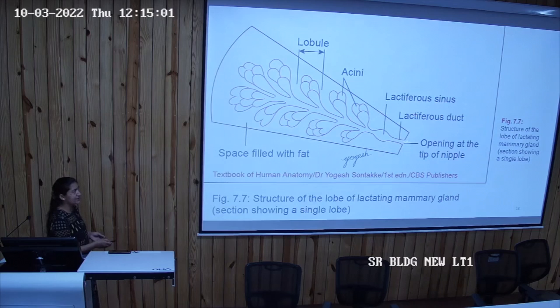Now before these lactiferous ducts, we have lactiferous sinuses. Wherever the term sinus comes, that means there is some dilatation. So if this sinus is present, it means the dilatation is present. So what purpose is it going to serve? During lactation, the milk will be secreted and collected around the lactiferous sinuses. So that is the purpose of the lactiferous sinus presenting before the duct.